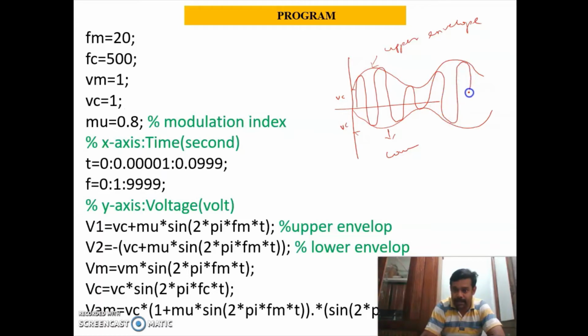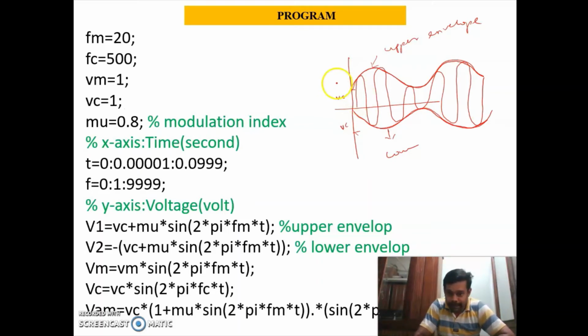This total is a modulated signal. So this is your upper envelope, and this is your lower envelope. First we are going to define the upper envelope and lower envelope.